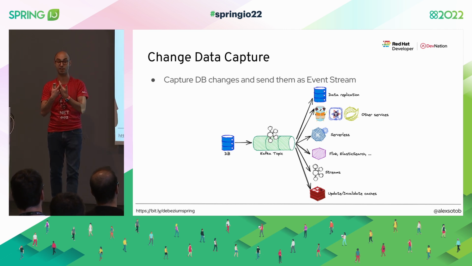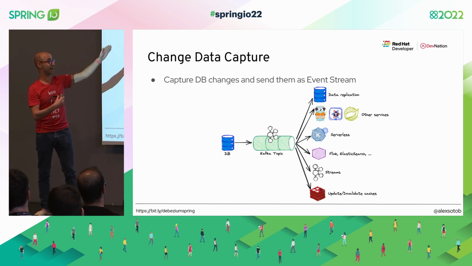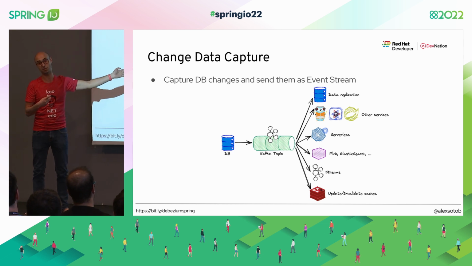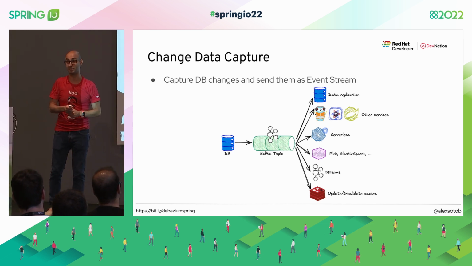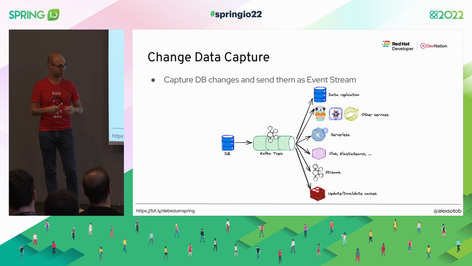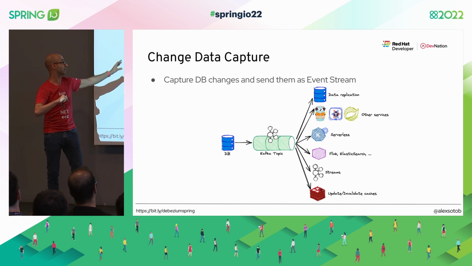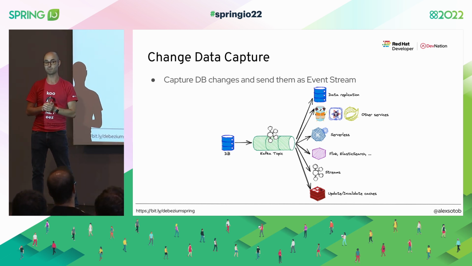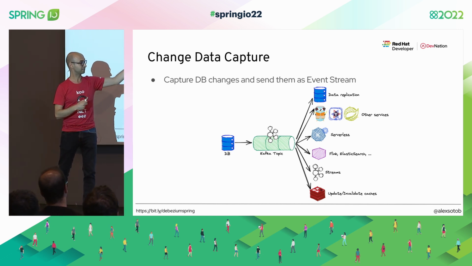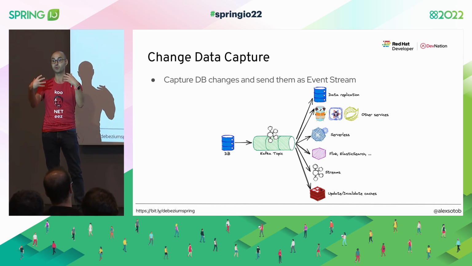Just take this change and send all these changes as an event. And in this example, we are putting a Kafka topic here. It could be any stream system, but in this case, it's a Kafka topic. What is the big advantage of this approach? You've got your DB, you insert something, and this insertion creates an event to a stream processing pipeline, for example, Kafka.